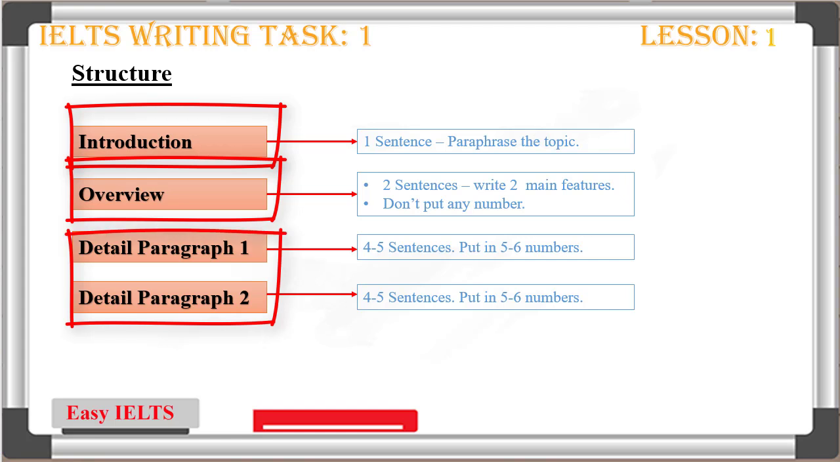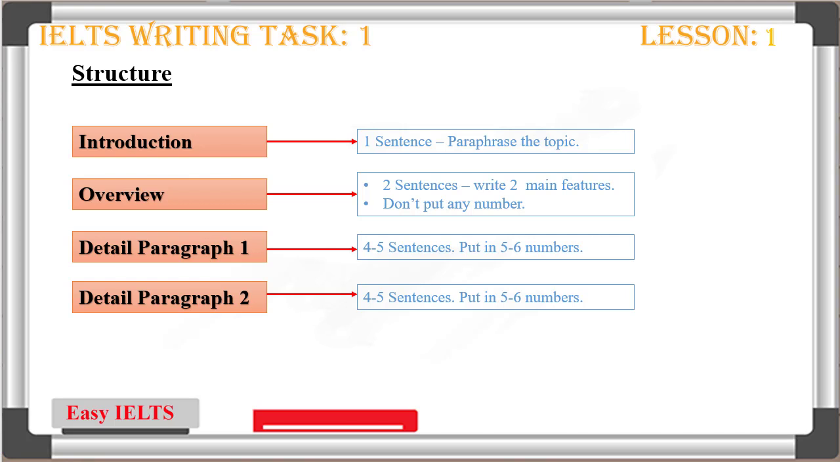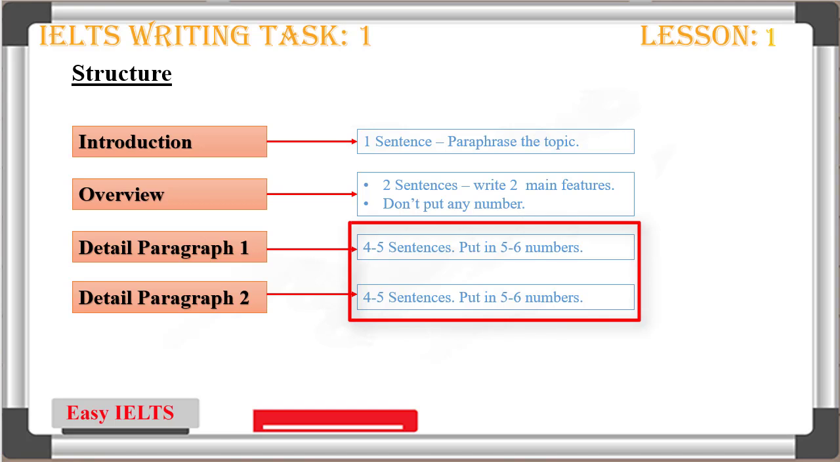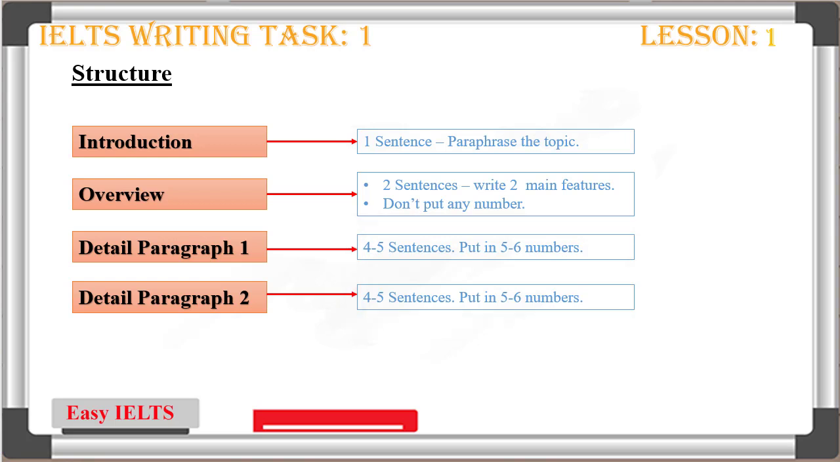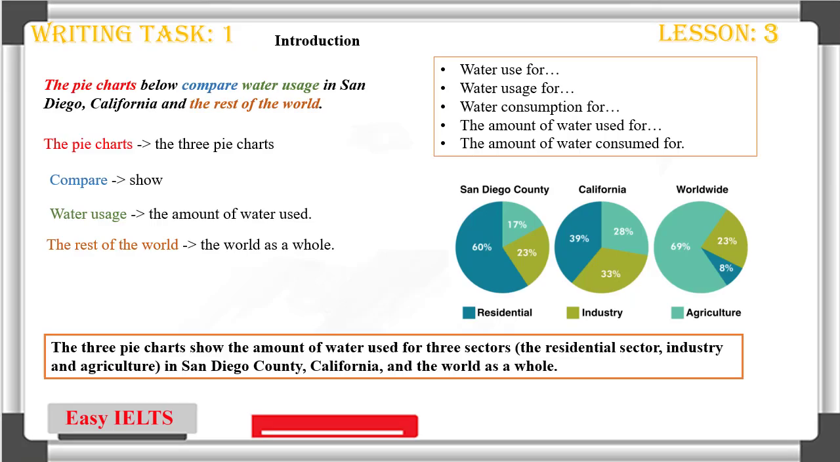Like previously with the line graph, the introduction will simply rephrase the description. The overview will yet again name the two main features that you can see in your charts. The two detailed paragraphs will then finish your text. In those, you should use 4 to 5 sentences and quite a few numbers. Let's get started with writing our introduction.